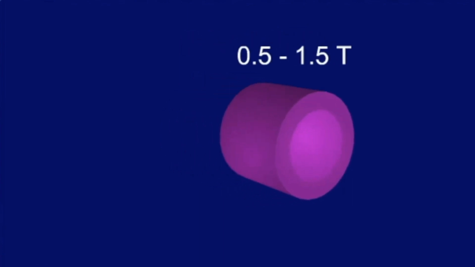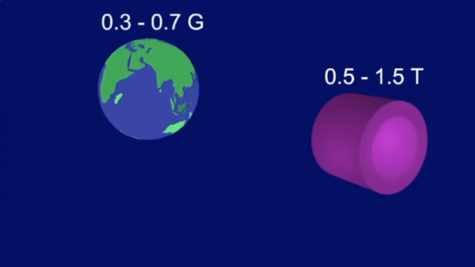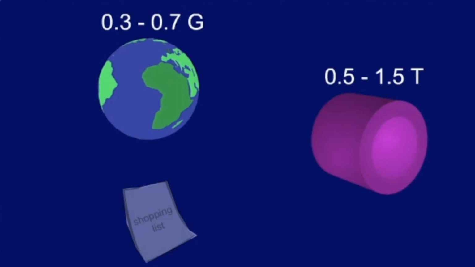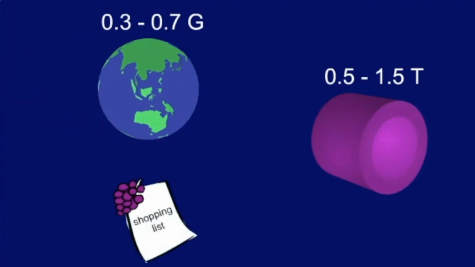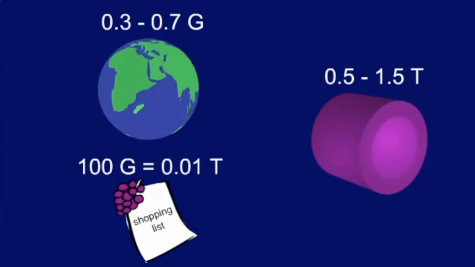Magnets used for imaging mostly have field strengths somewhere between 0.5 and 1.5 Tesla. As a comparison, the Earth's magnetic field is between 0.3 and 0.7 Gauss. The magnet of a refrigerator door has about 100 Gauss, equal to 0.01 Tesla.